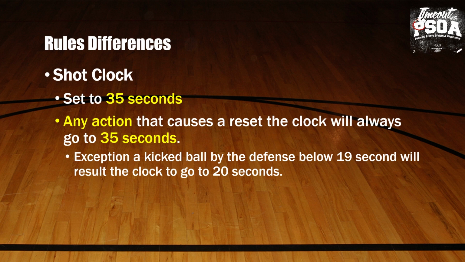Now, in the state of Nebraska only, so if you're watching this training tape, it is by state adoption. If your state adopts a kicked ball underneath 20 seconds, they could choose to reset it to 20 seconds. In Nebraska, if it's 25, it stays 25. If it's 18, we'll reset it to 20. But that is state by state. The overall NFHS rule is any action will reset the clock to 35 seconds. So make sure you talk to your leadership from state to state. Is that one exception in your state for a kicked ball?